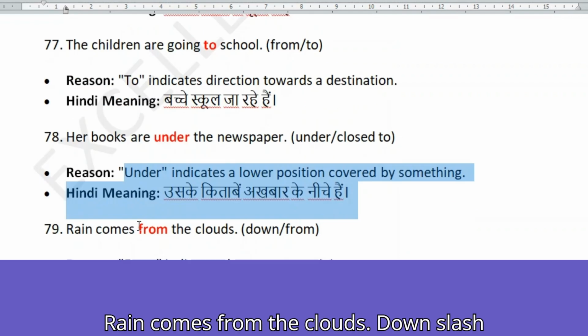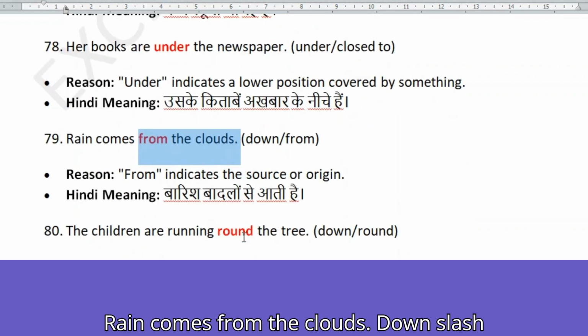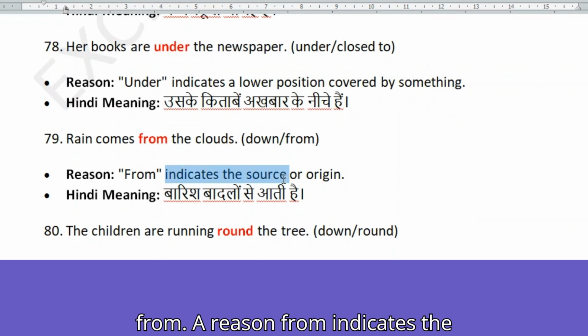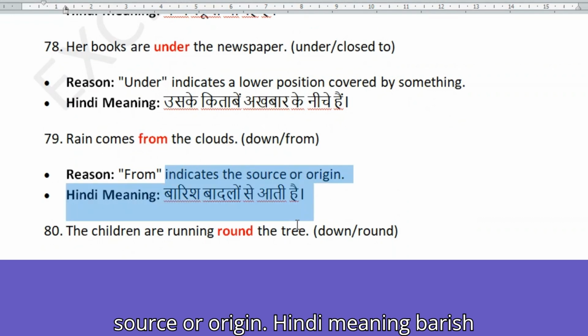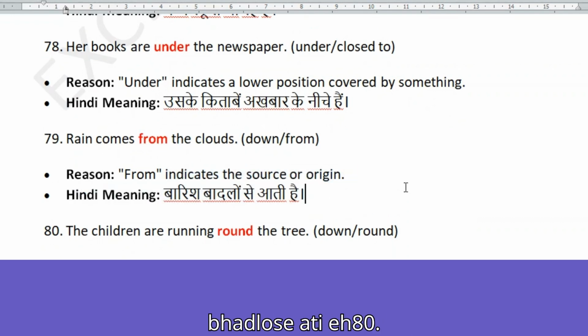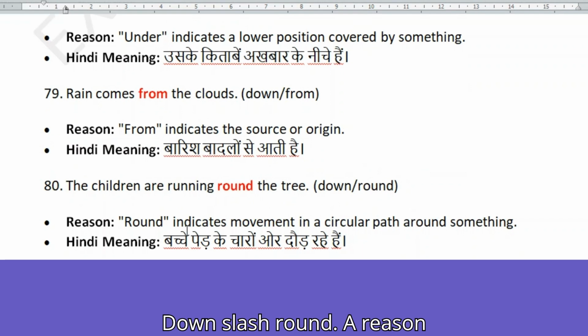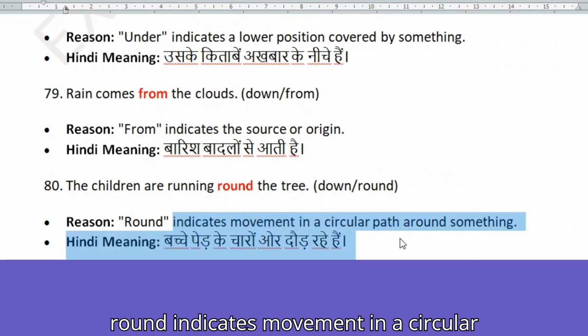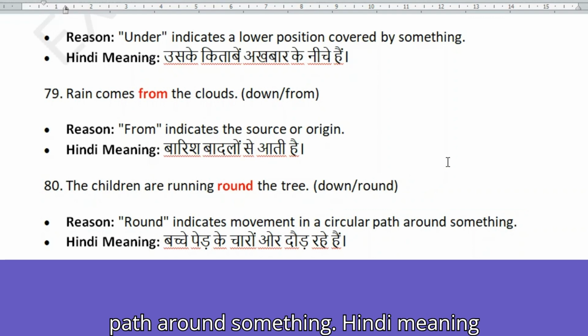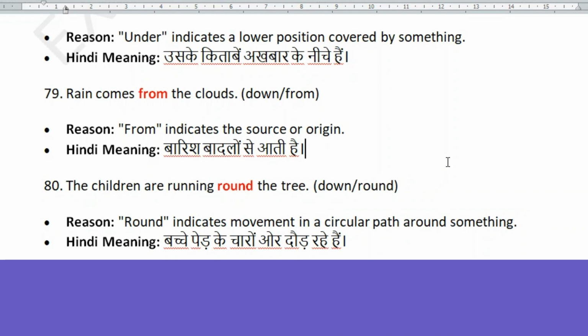79. Rain comes from the clouds. Down/from. A reason: from indicates the source or origin. Hindi meaning: बारिश बादलों से आती है. 80. The children are running round the tree. Down/round. A reason: round indicates movement in a circular path around something. Hindi meaning: बच्चे पेड़ के चारों ओर दौड़ रहे हैं.